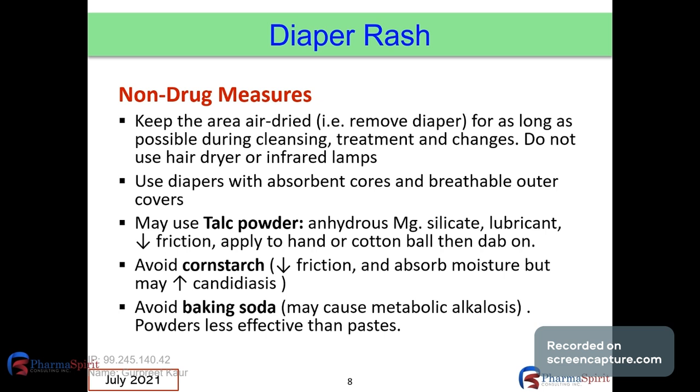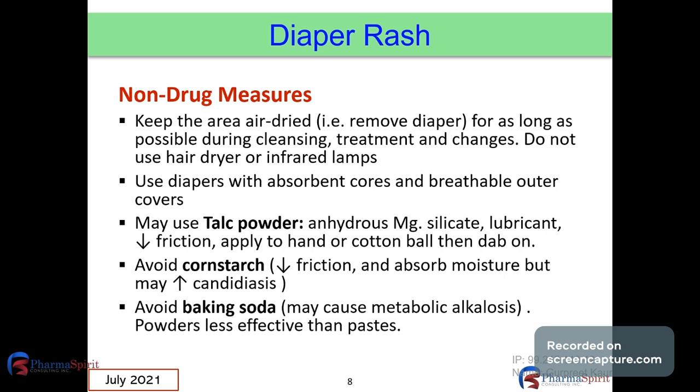The second point we can do is to use diapers with absorbent cores and breathable outer cover. Most of the commercially available diapers these days will have this description. They absorb the urine and the moisture and they keep it inside the diaper, not in contact with the skin. And it's also important to avoid the old school cotton diaper, because the cotton diaper will hold the moisture and the urine and keep it in contact with the skin.